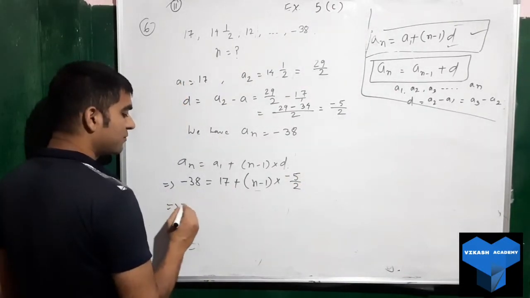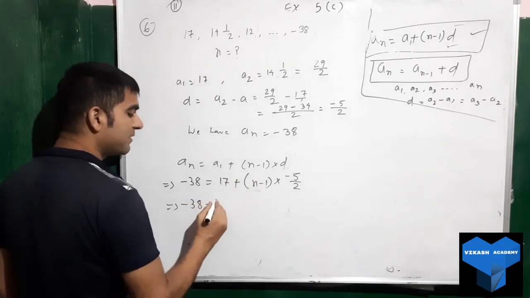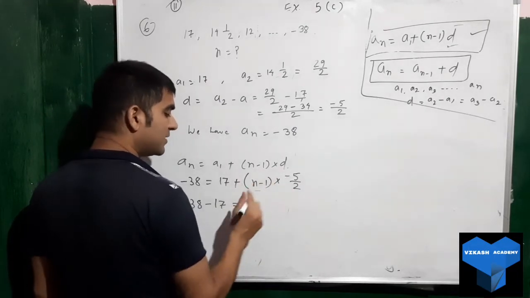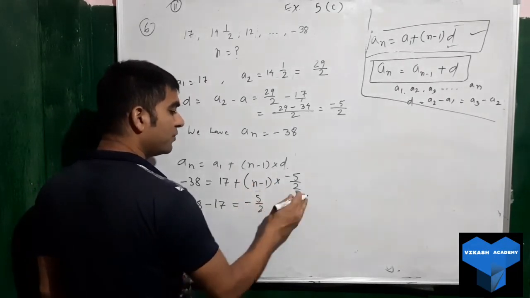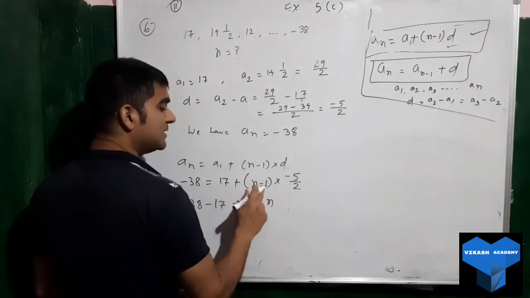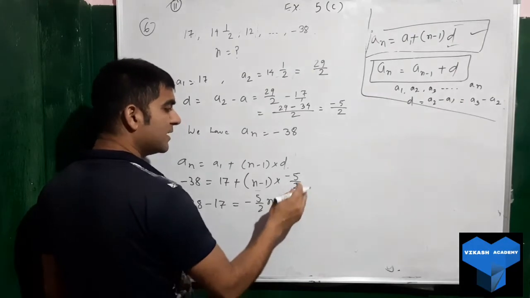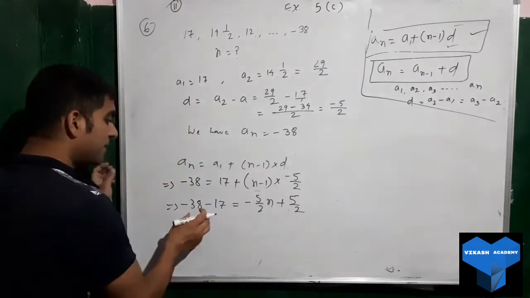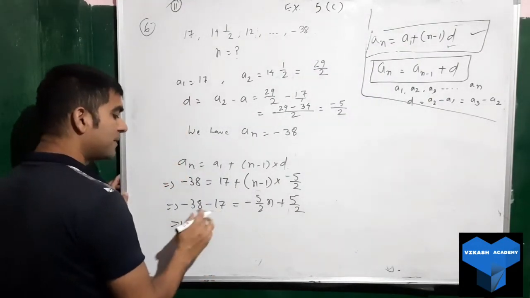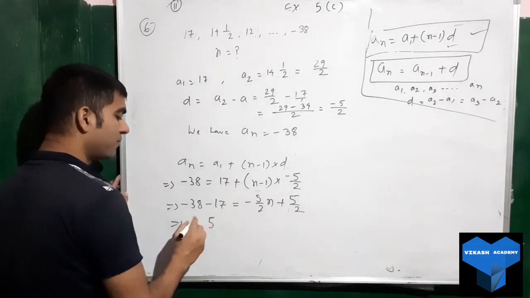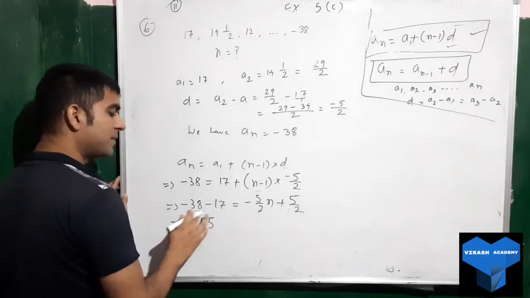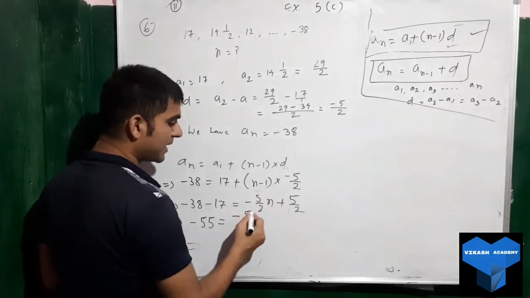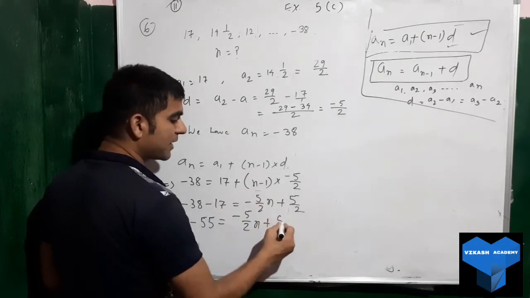Now simplify this. I will bring 17 to this side, so minus 38 minus 17 equals. Now see, plus into minus gives minus 5 by 2 into n, so minus 5 by 2 n. Then minus into minus gives plus 5 by 2 into 1, which is 5 by 2. Now minus 38 minus 17 is minus 55. 8 plus 7 is 15, 3 plus 1 is 4, 1 is 5, with the minus sign. So we have minus 5 by 2 n plus 5 by 2.